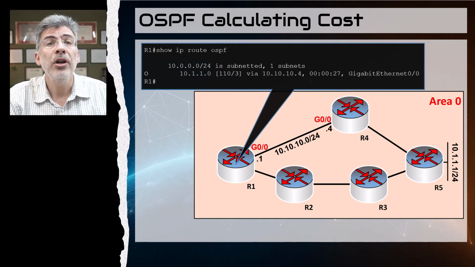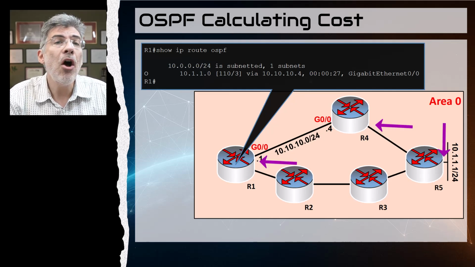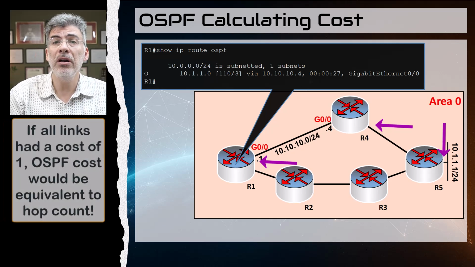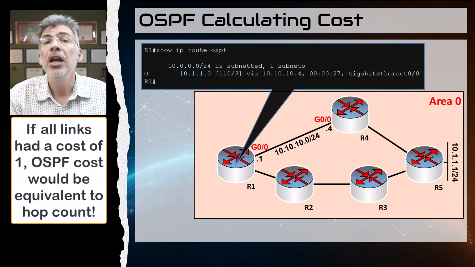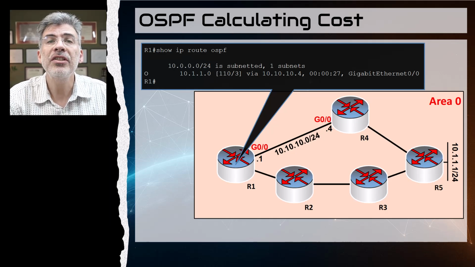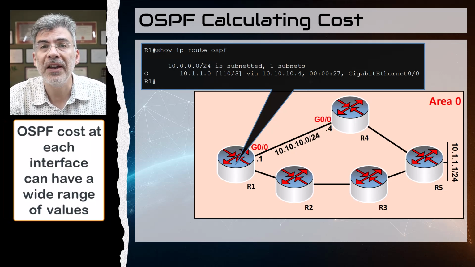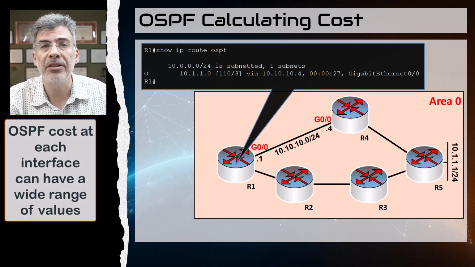So far, however, we've seen that each of these interfaces have a cost of 1. But is that always the case? If it were, then OSPF would seem to simply use hop count as the metric, which is quite limiting. But no, that's not the case. The cost measured at each individual interface can differ significantly. Let's see how this is determined.